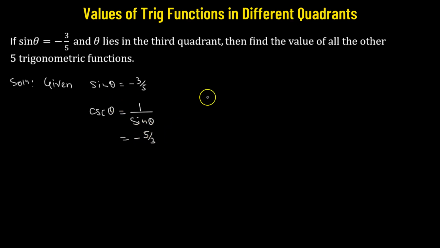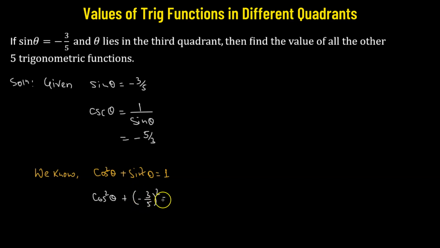Now let's try to find out the value of cosine theta. We know there's a trig identity: cosine squared theta plus sine squared theta equals 1. So if we substitute the value of sine theta with negative 3 over 5, then solving this equation, we can obtain the value of cosine theta. So cosine squared theta plus negative 3 over 5 whole squared equals 1.